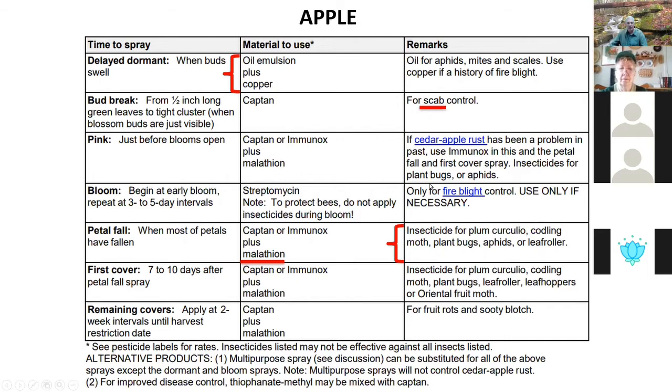Here's your cedar apple rust, and then fire blight with streptomycin on through. Now, later in that season, and I've kind of underlined here, malathion insecticide for the plum curculio, codling moth, and other insects that might be growing for the season.